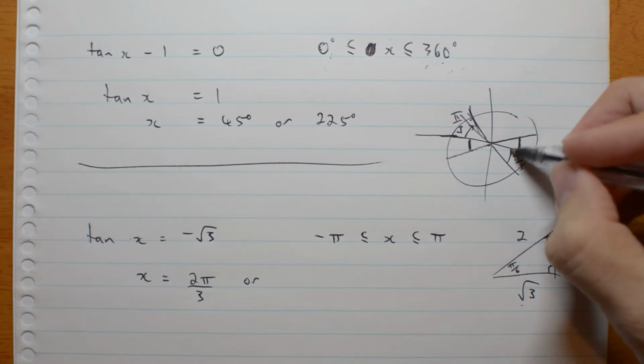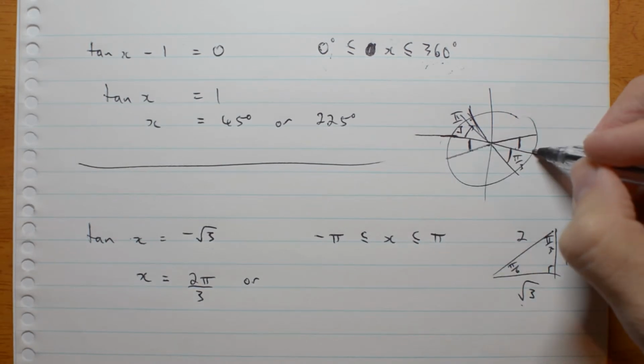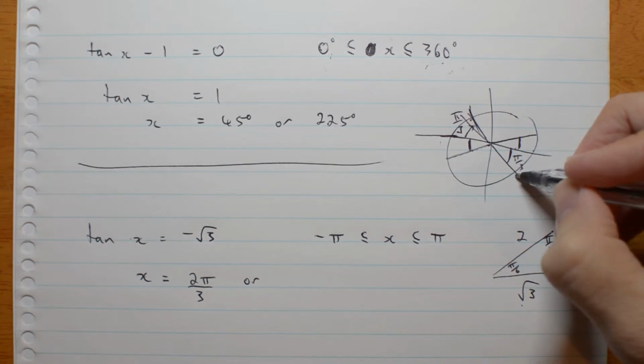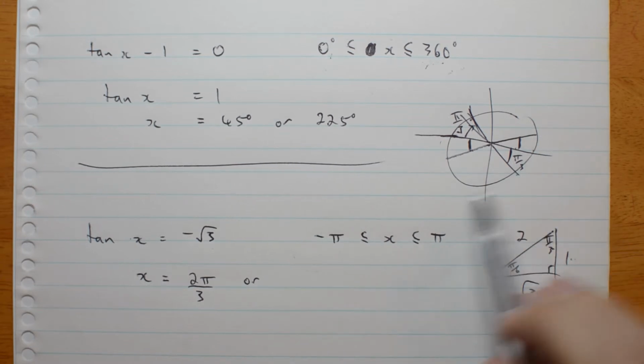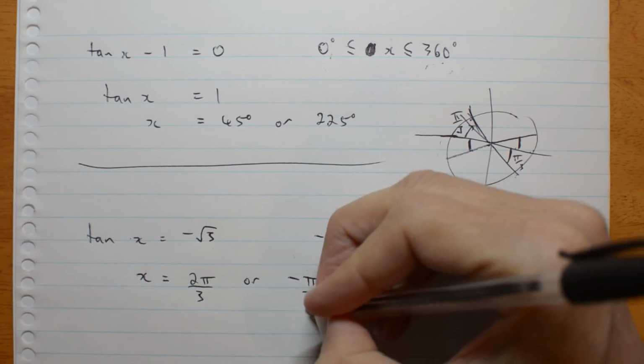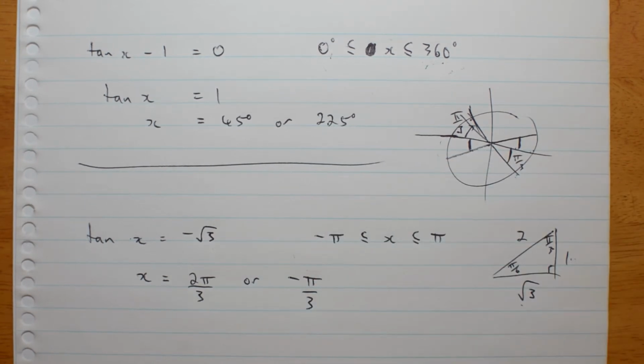The other one here, I would normally say was 2 pi minus pi on 3 and get 5 pi on 3. But the domain I'm looking for is actually down to negative pi. So I actually just want negative pi on 3. And those are my two solutions.